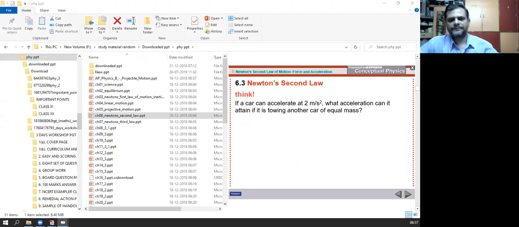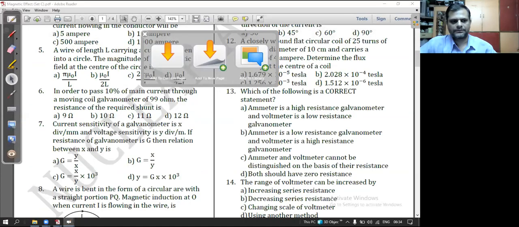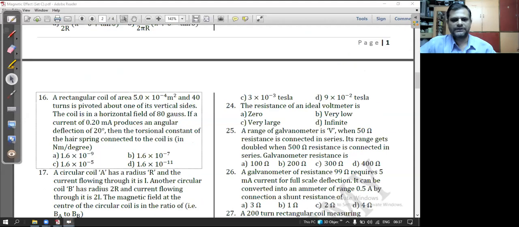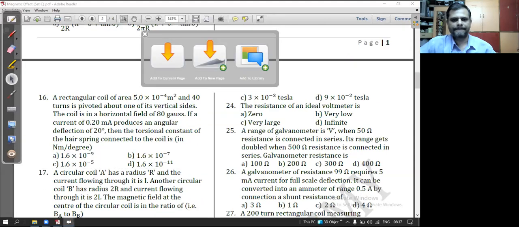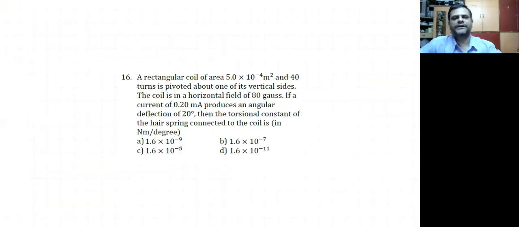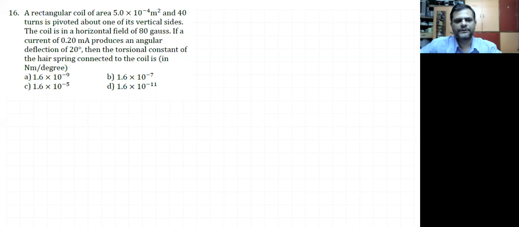Let us check the next one. See this question number 16 here. A rectangular coil of area 5 into 10 raised to minus 4 meters square and 40 turns is pivoted. Suppose this is a rectangular coil. Okay, and it is pivoted on its vertical sides. The coil is in a horizontal field of 80 Gauss. That means there is a magnetic field of 80 Gauss produced here in the space.